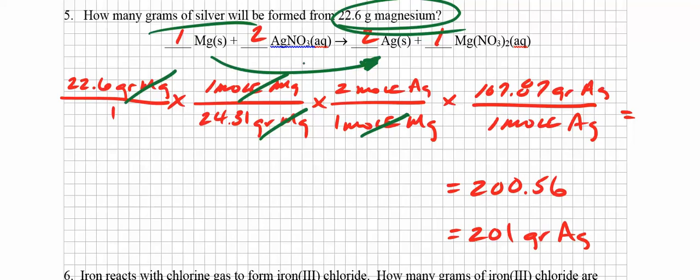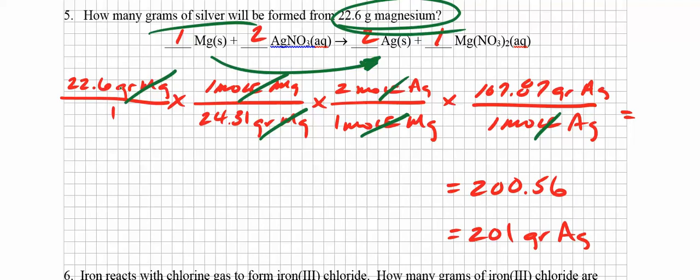I've got one more step now. We're looking for grams of silver. So I'm going to put this unit, which is on the upper left, right here on the lower right. And I'm going to be left with grams of silver. So 107.87. 107.87 grams of silver is the mass of 1 mole of silver. And now I've got the right unit. I'm looking for grams of silver.